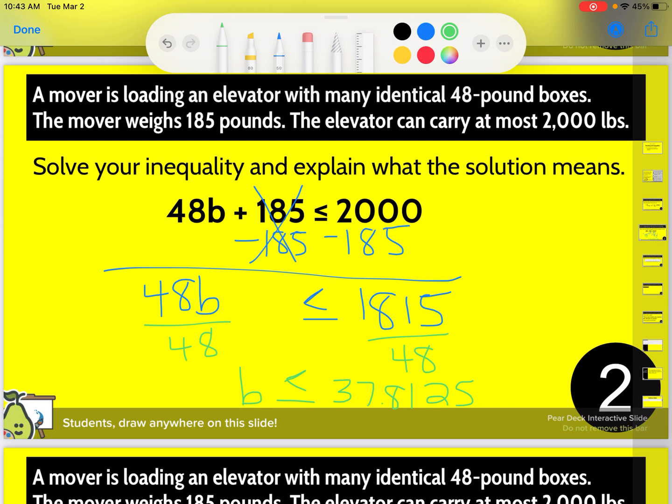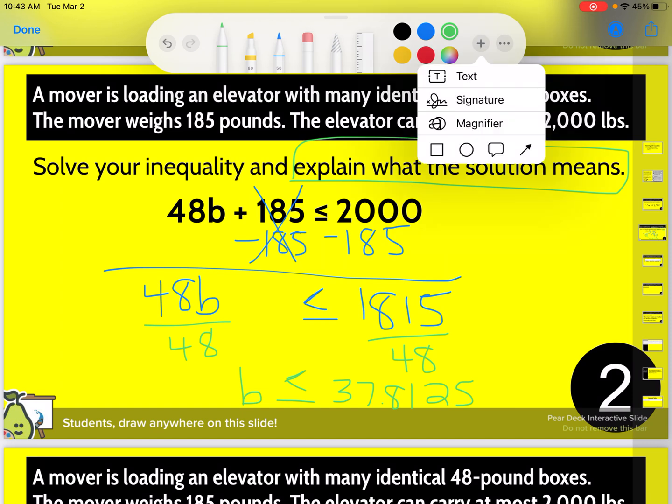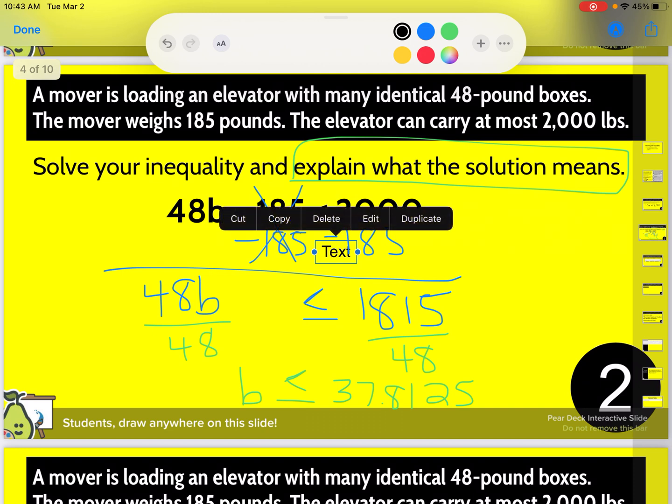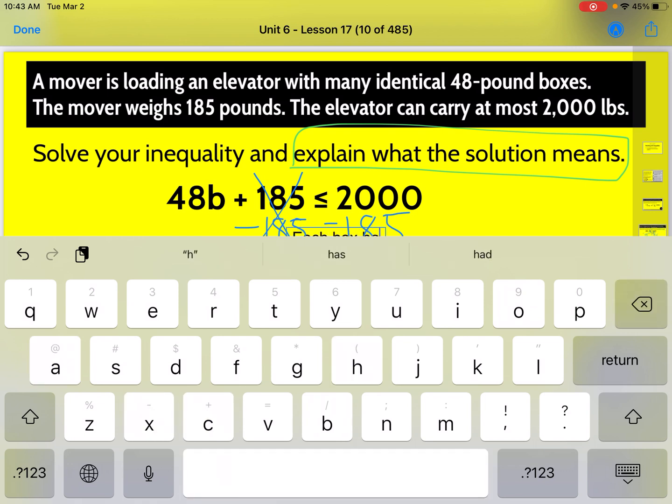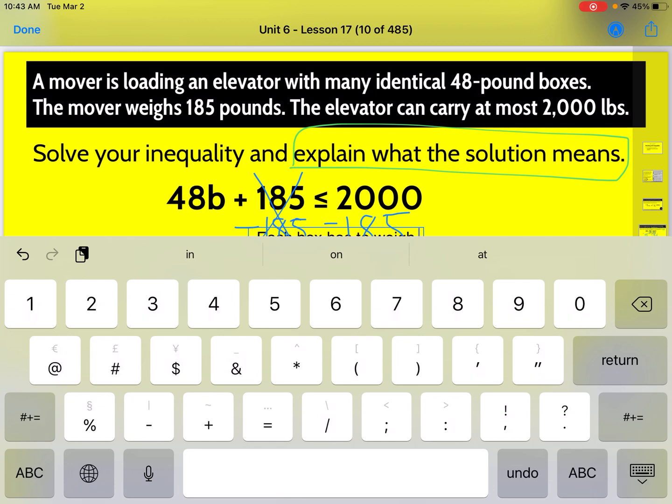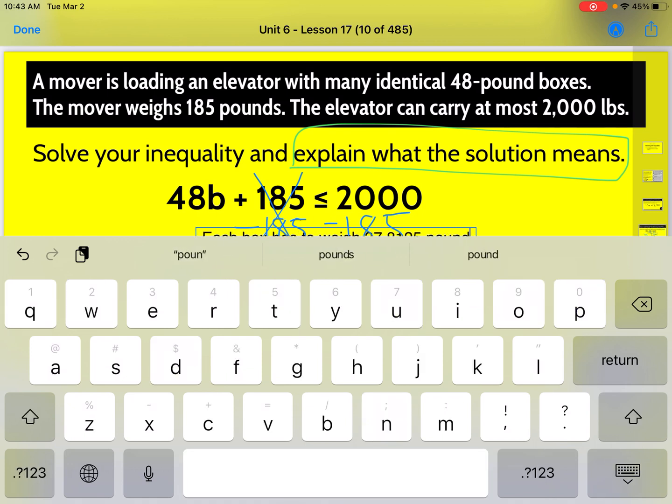Okay? So now they want us to explain what that solution means. That each box has to weigh less than or equal to 37.8125 pounds. So each box has to weigh 37.8125 pounds or less.